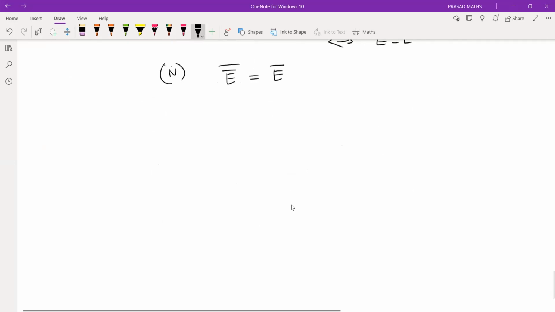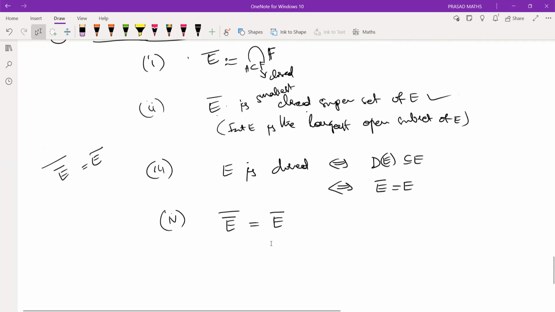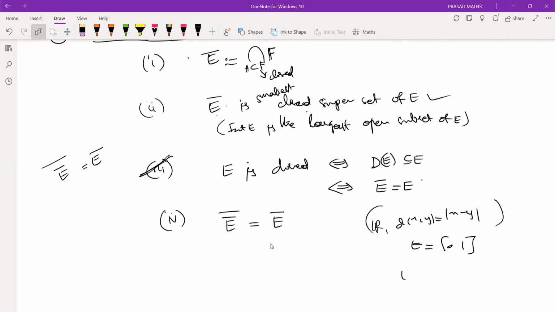Hello? Yes, sir. Okay. So if you take any closed set, the closure of the set is itself. This is a very, very important property. Or else you can take an example for understanding. You take R with the usual metric, and any closed interval [0, 1]. What is the closure of the set? Is it closed or not?